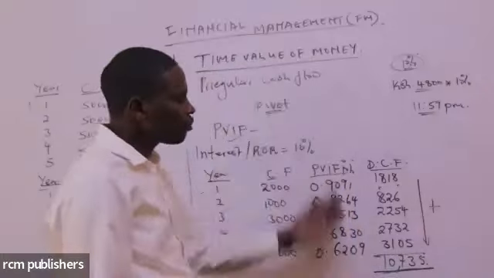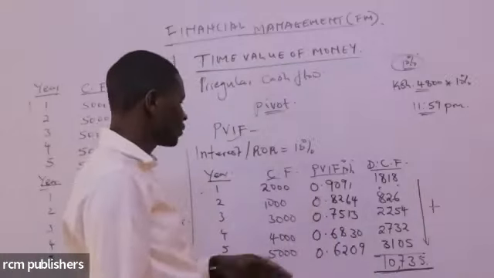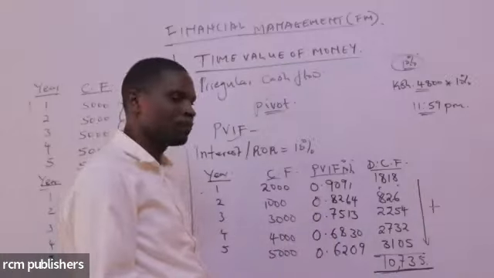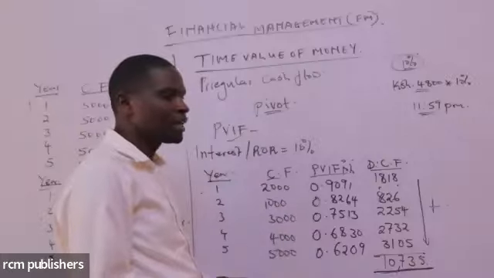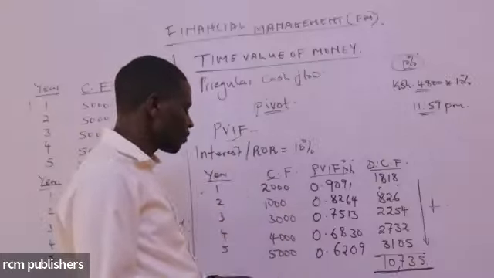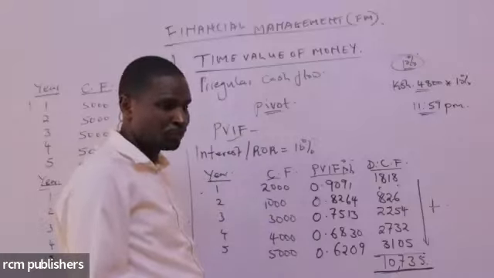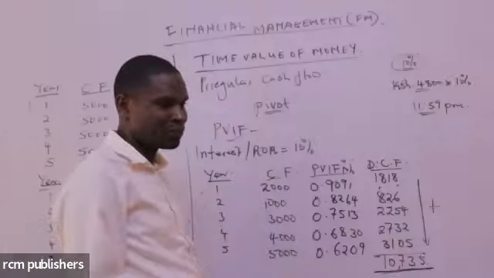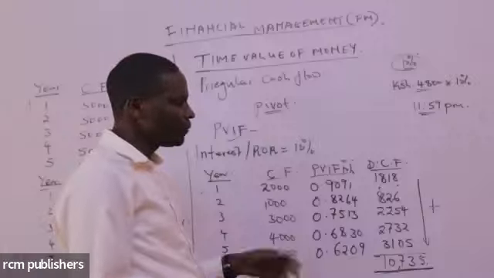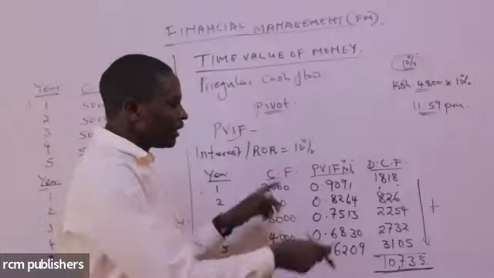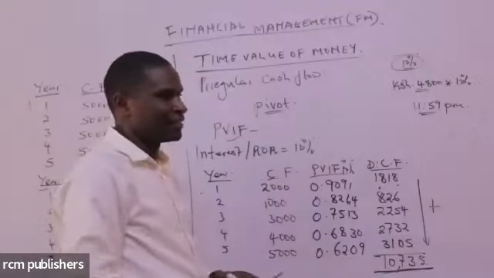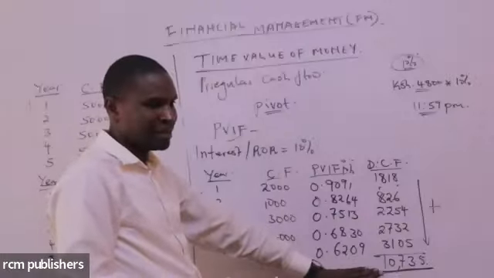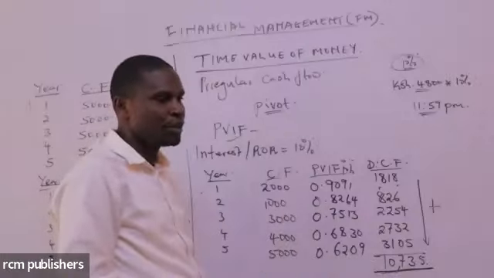Assume this was a project. Assume these cash flows were for a certain project, right? This person was undertaking a project with this type of cash flow. So at the end of the day, you can proceed from here and make a very informed decision.